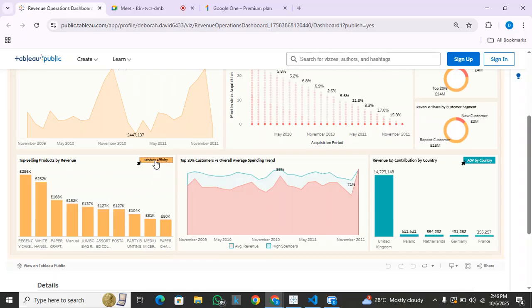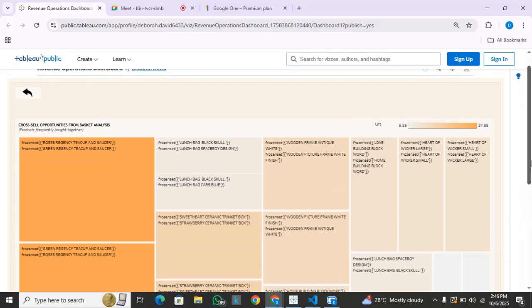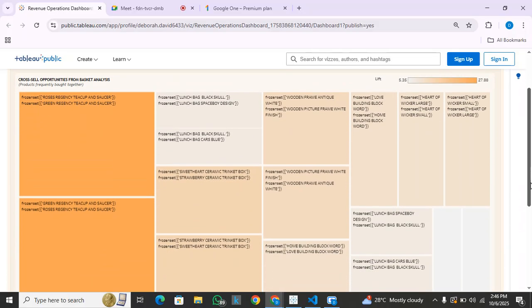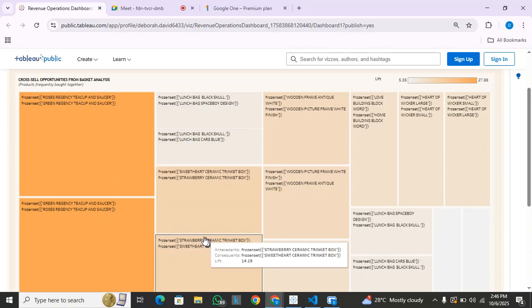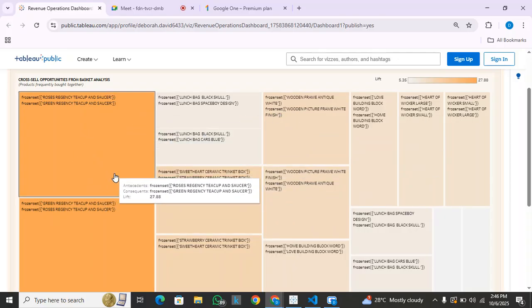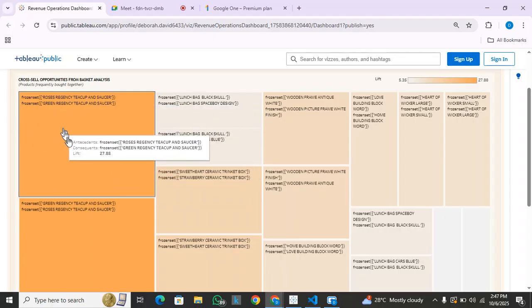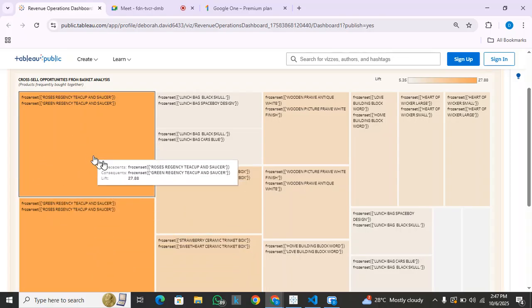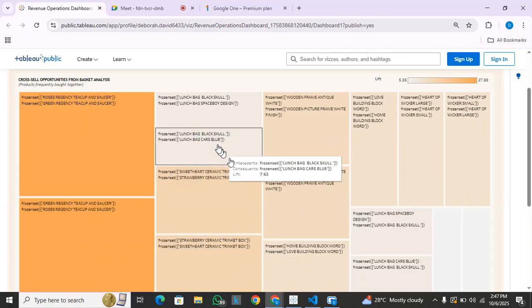We could see more on product affinity, that is the market basket analysis, where you see that the darker the box, the more the products pair with each other. So we see which products are frequently bought with each other, and we see that these two products are bought with each other most times.